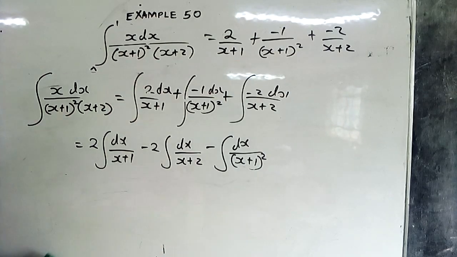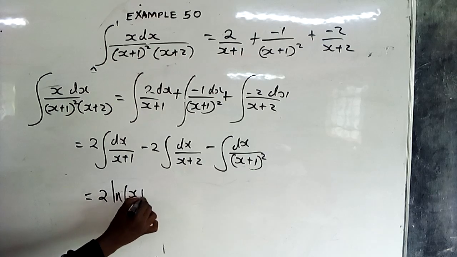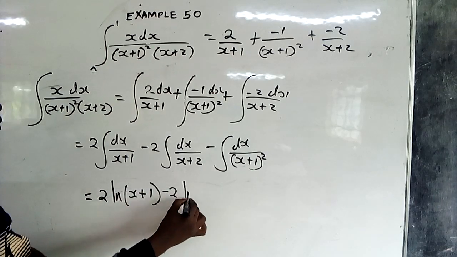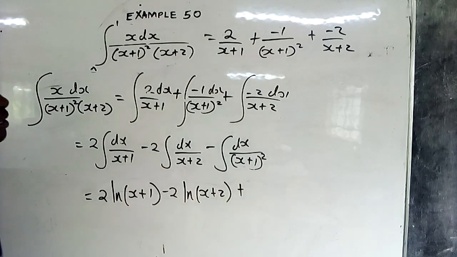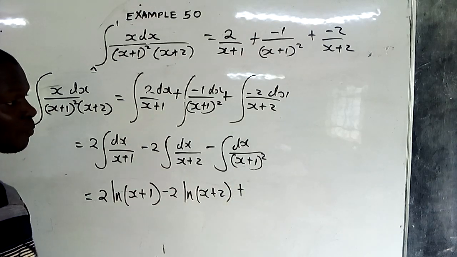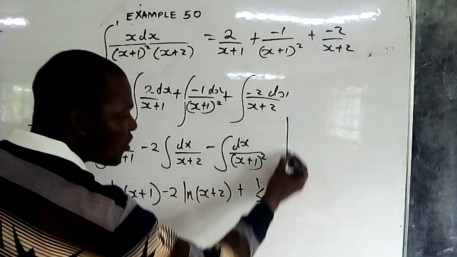So give me the answer on the spot. You can see the answer here is 2 ln of x plus 1, then minus 2 ln of x plus 2, then plus 1 over x plus 1. Are you seeing? Let me explain it. Let me draw a line here to explain.